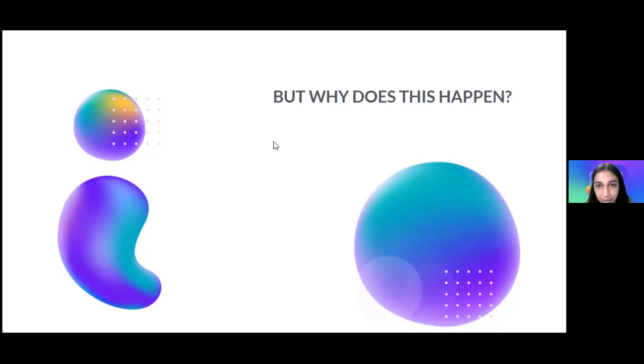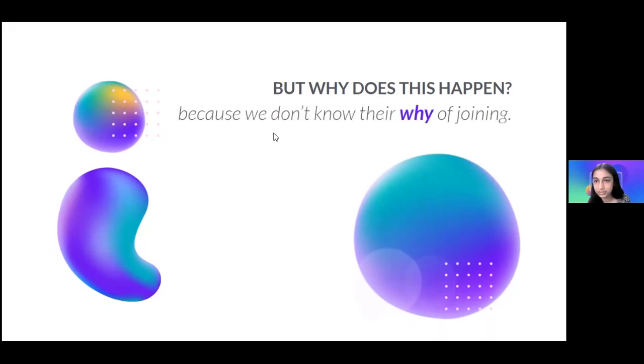Now, the simple answer is because we don't know their why of joining, right? When we started this session, we had only one thing, which was we recruit them on the basis of skills. And they also tell us they want to join us just because of the skills. But mostly, when people join the organization, they don't even know what ISIC is or what ISIC does, right? And that is why we don't know their why of joining. They don't know that ISIC develops leadership. They just know that, okay, I'm going to develop some skills, and that's why I'm joining the organization.